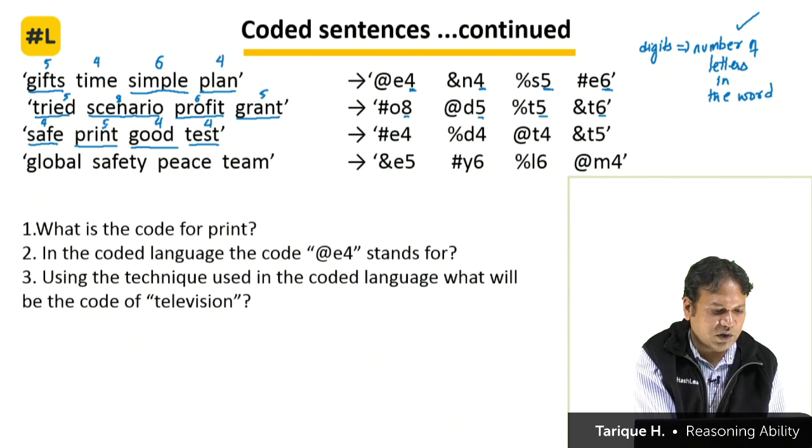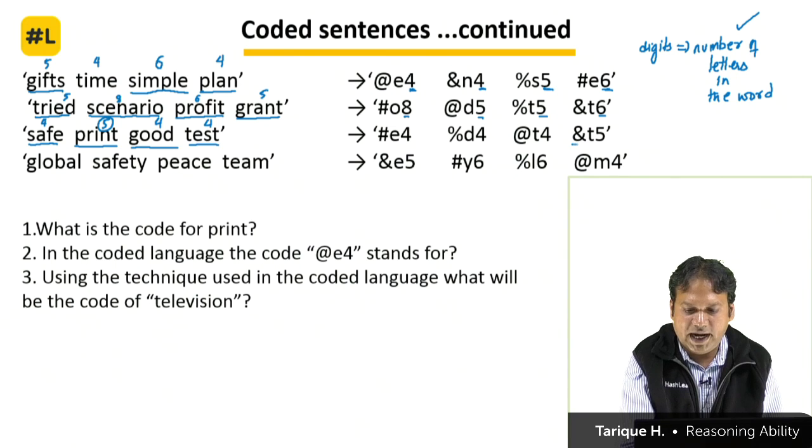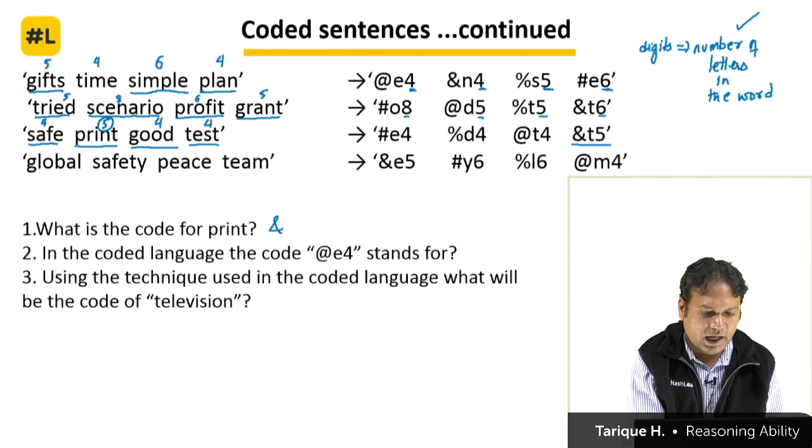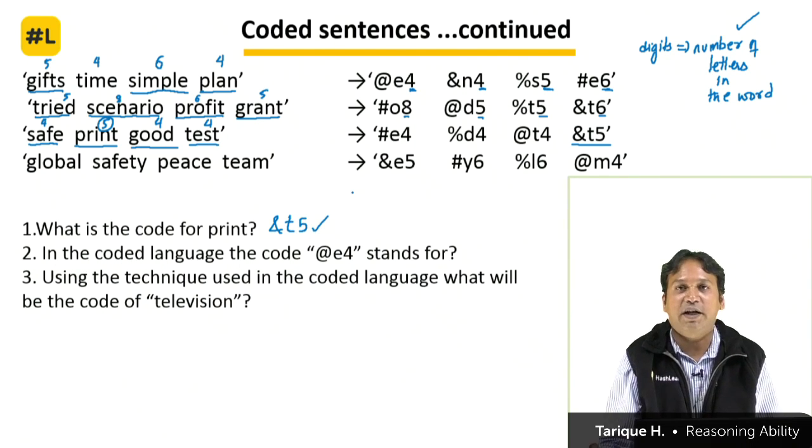Now that was so easy because only one word is there which contains 5 letters here. So what will be the answer? And T5. What is the code for print? T5. No confusion at all. This question should have been solved within 10-20 seconds itself.